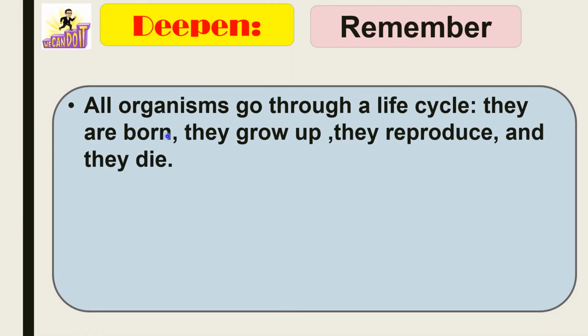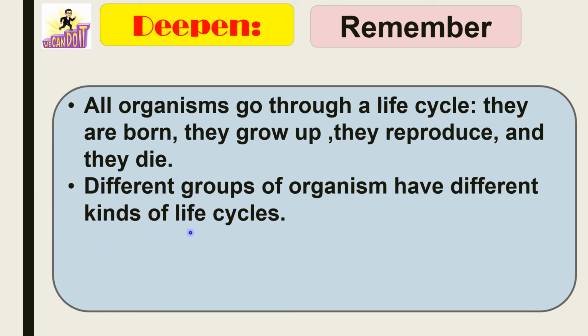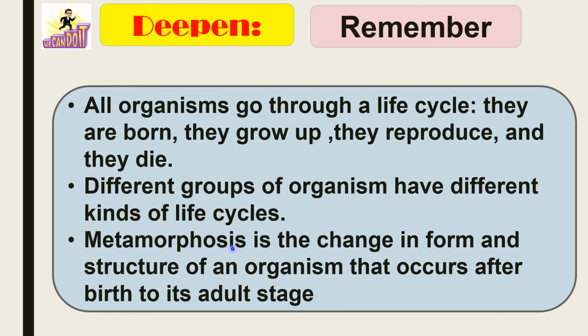Remember, all organisms go through a life cycle. They are born, they grow up, they reproduce, and they die. Different groups of organisms have different kinds of life cycle. Okay? Metamorphosis is the change in form and structure of an organism that occurs after birth to its adult stage. And in addition, you can easily know if it is incomplete or complete, where the complete has four stages, while the incomplete has only three stages.